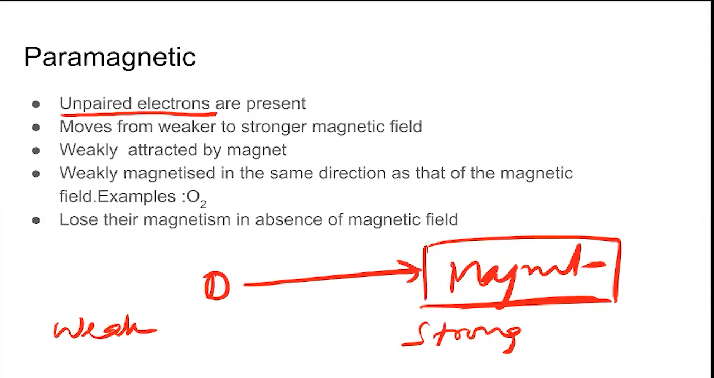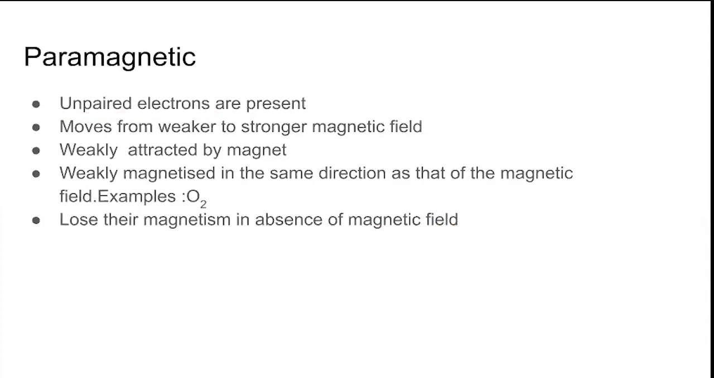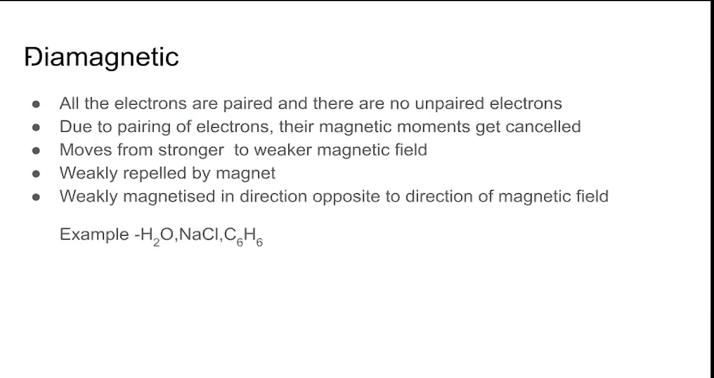Paramagnetic particles lose their magnetism in the absence of a magnetic field. A common example is oxygen. Similarly, diamagnetic substances are just the opposite of paramagnetic, as I explained earlier. There are no unpaired electrons.